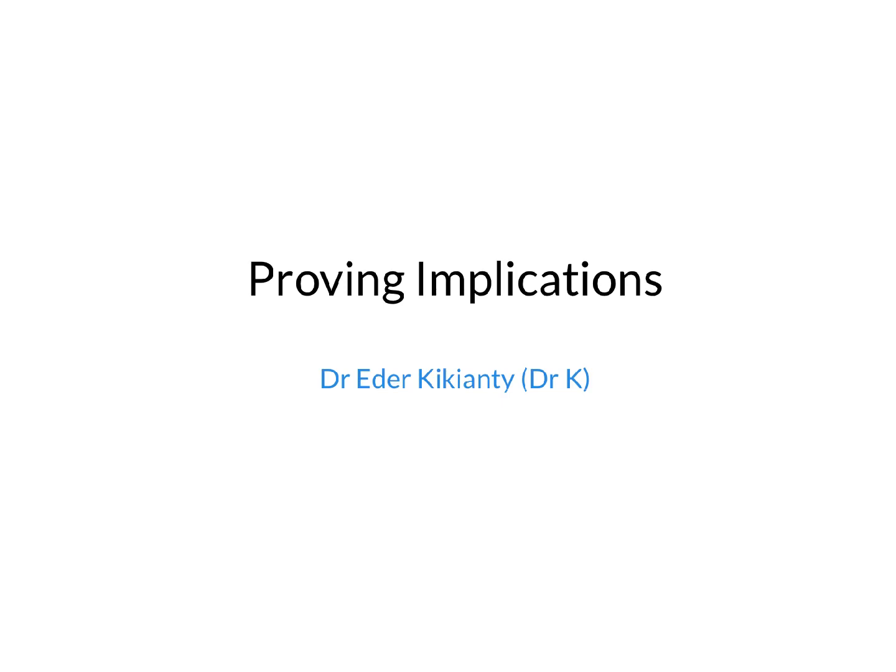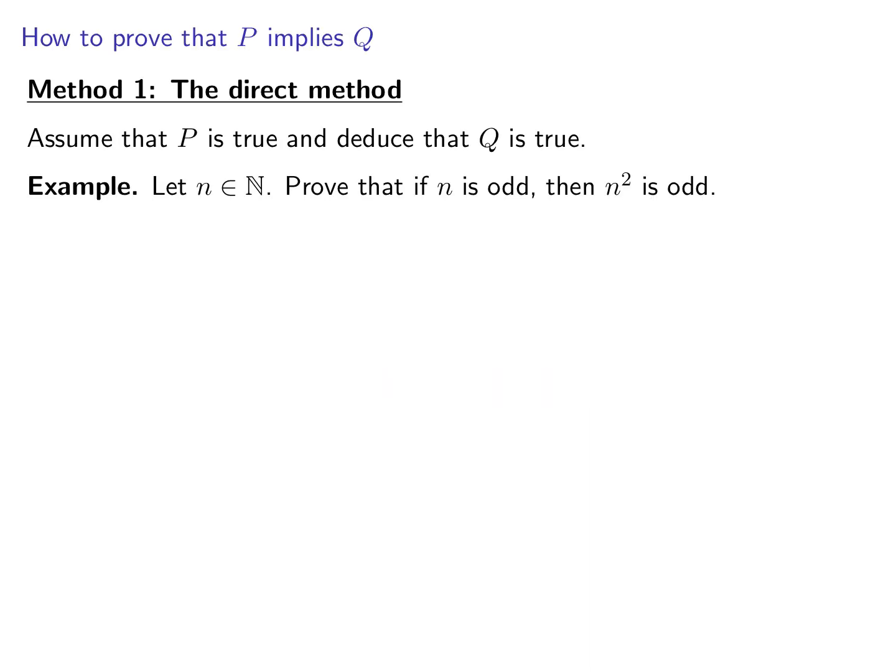Finally, we get to talk about methods of proofs. In the first part, we're going to talk about how to prove implications. I'm going to discuss 3 ways of proving P implies Q. The first method is called the direct method.